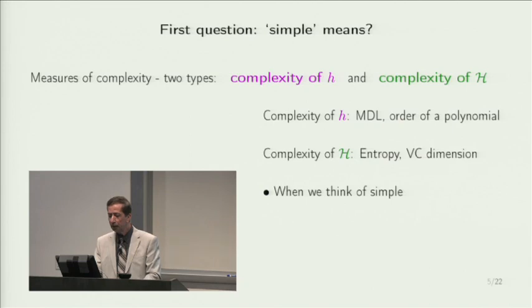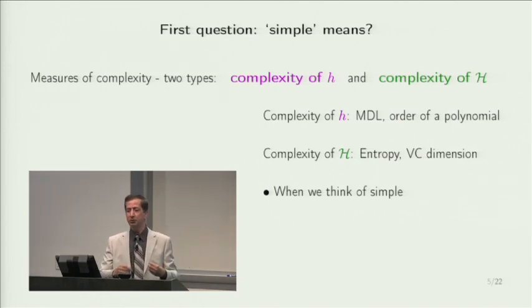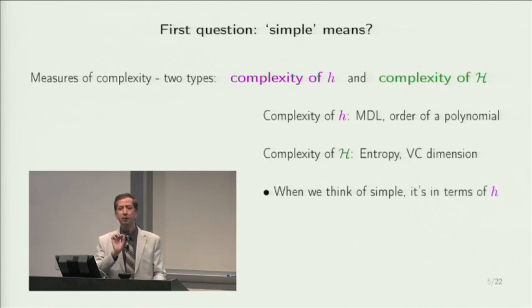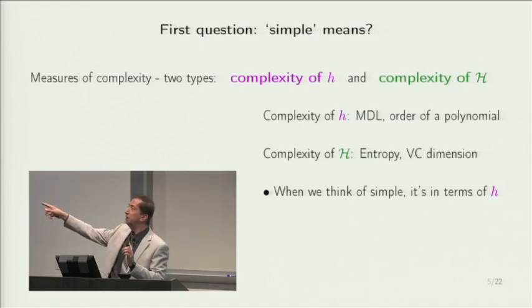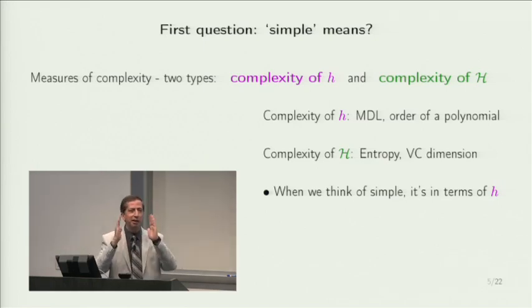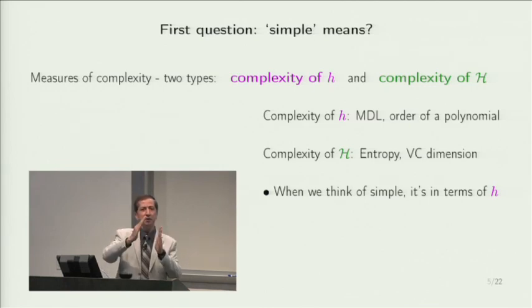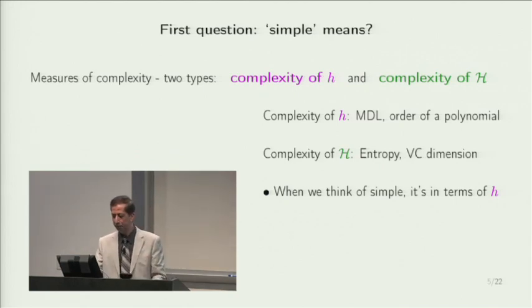Okay. Now, when we think of simple, as far as Occam's razor, as far as different quotes are concerned, we are thinking of a single object. I tell you, you know, E equals mc squared, or I looked at the board, PV equals nRT, and that is a simple statement. You don't look at what other alternatives were there to explain the data. You just look at that object intrinsically, and that is what you think of as the measure of complexity.